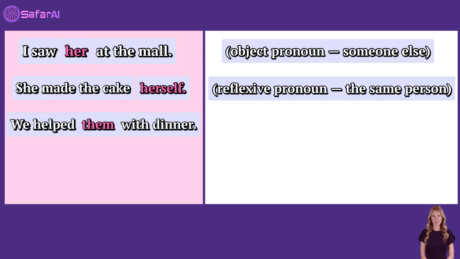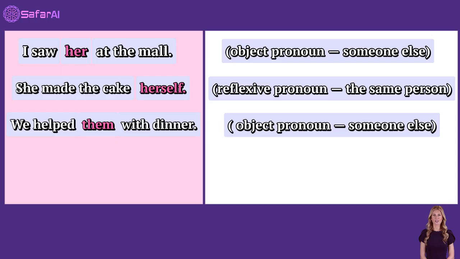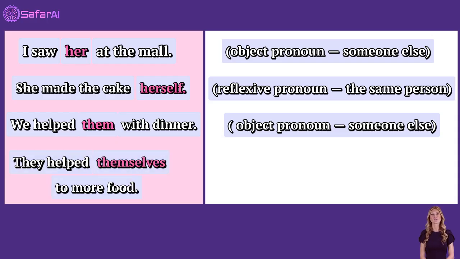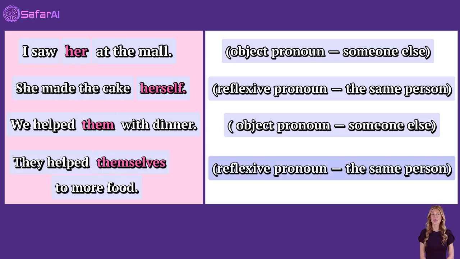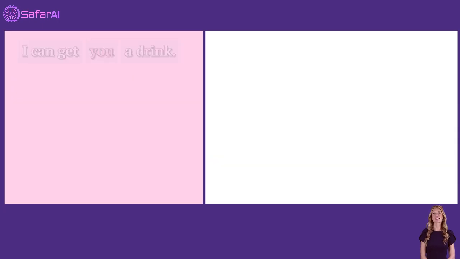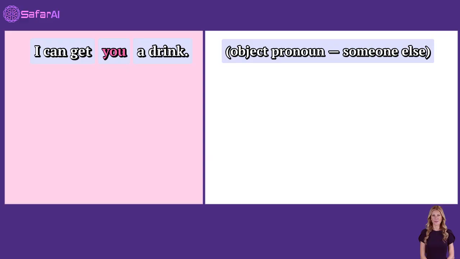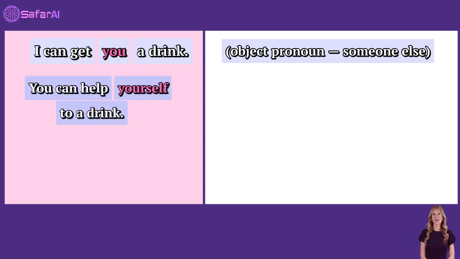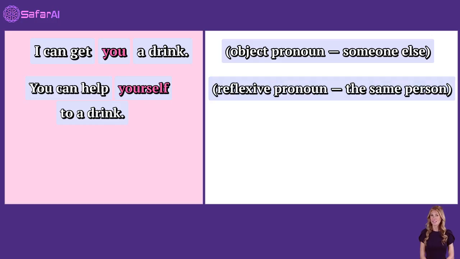We helped them with dinner. Object pronoun, someone else. They helped themselves to more food. Reflexive pronoun, the same person. I can get you a drink. Object pronoun, someone else. You can help yourself to a drink. Reflexive pronoun, the same person.